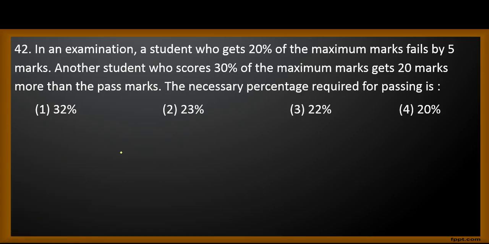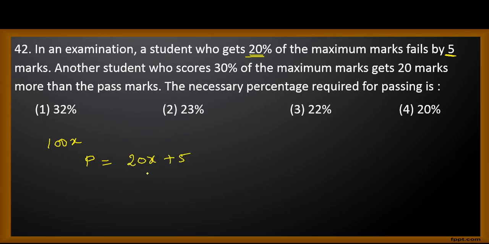See here, in an examination, a student who gets 20% of the maximum marks fails by 5 marks. Another student who scores 30% of the maximum marks gets 20 marks more than the pass mark. The necessary percentage required for passing is, let the total marks be 100x. Now in the first case, first person got how much? 20% and failed by 5 marks.